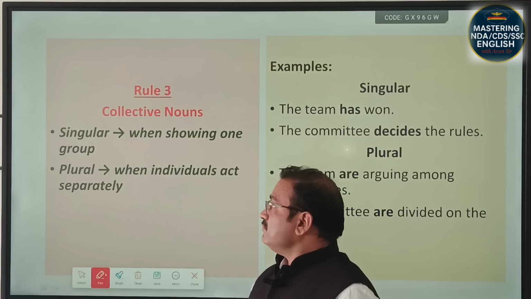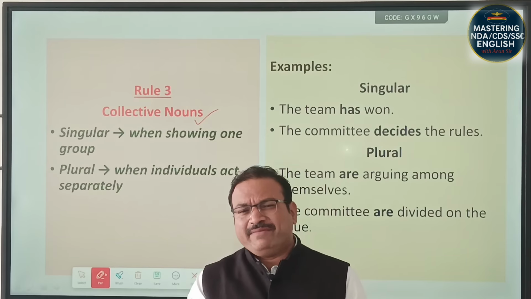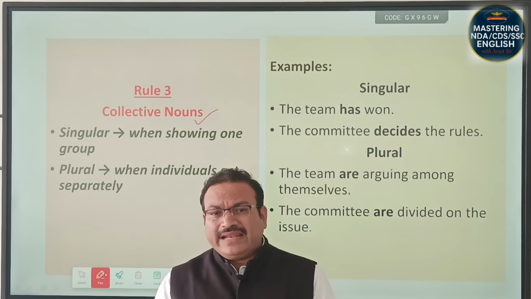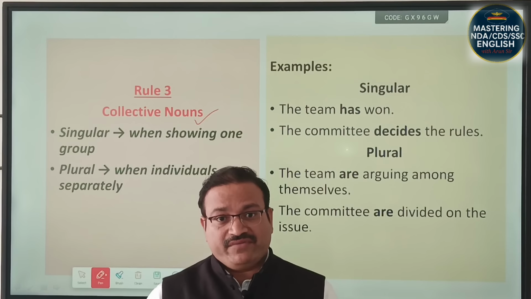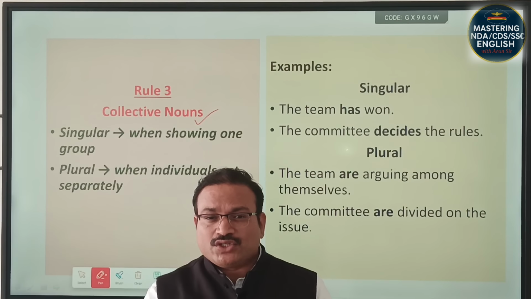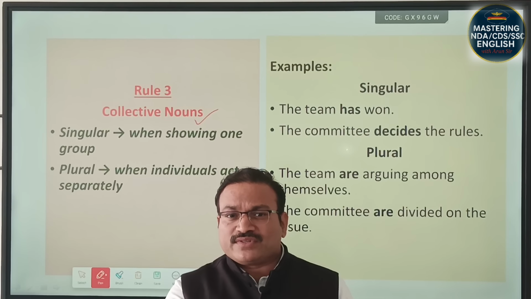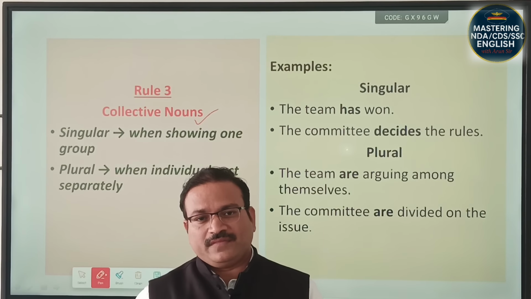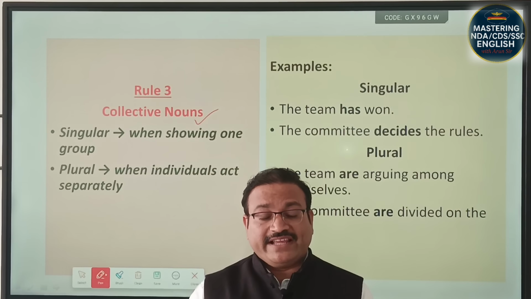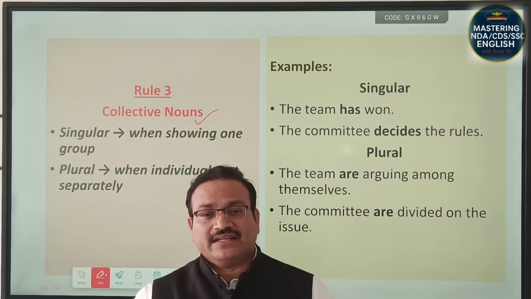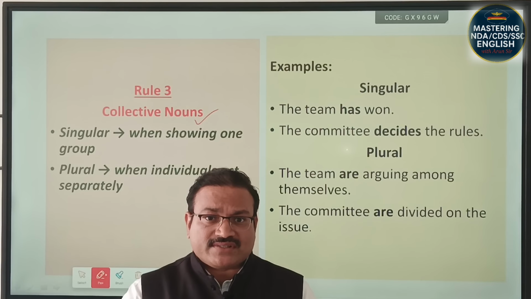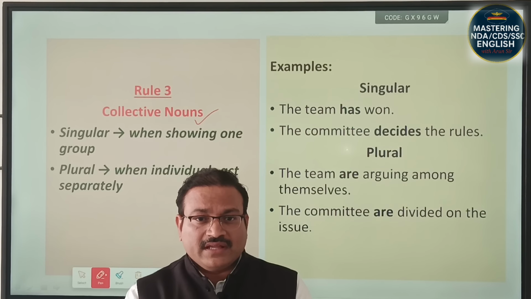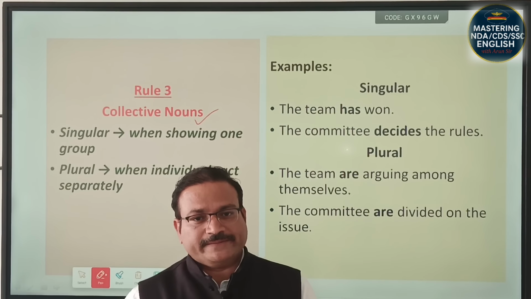Rule number 3, collective nouns. Very, very important, friends. Collective nouns are singular and plural both based on their behavior. In a sentence, don't look for the word noun. You have to see the behavior of that collective noun. Collective nouns like committee, parliament, board. If the members of that collective noun, the group, are united, unanimous, together, then that noun is singular.